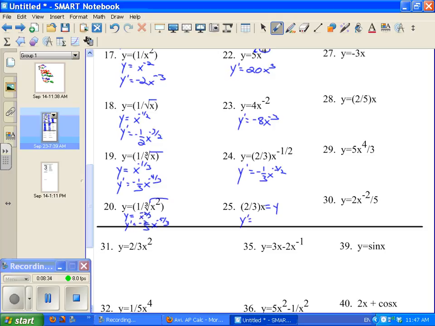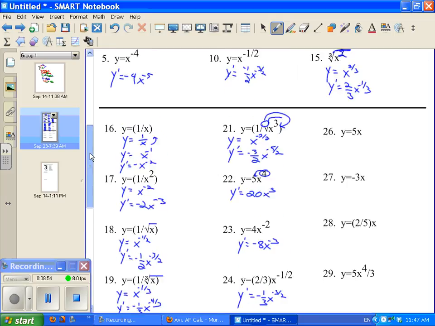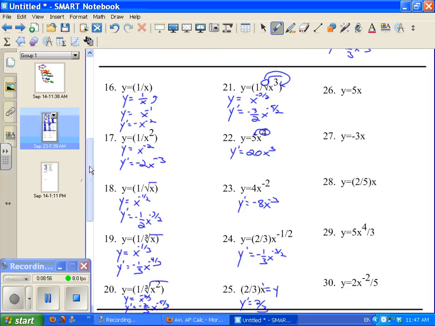2/3 x to something. Well, what's this one's x power? It's 1, so it'd be 2/3 x to the 0. x to the 0 is what? So what would I get? 2/3. All right, so you're going to see that a lot. If you just have the derivative of 5x, you're just going to lose the x, and it's just going to be the coefficient. Right? Which happens to be my example.